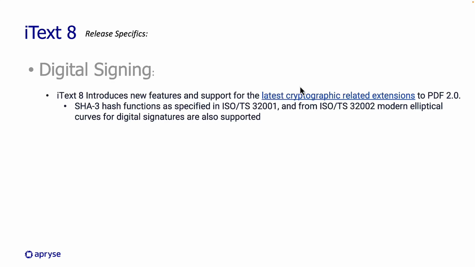So, specifically for digital signing, PDF 2.0 basically contained extensions to the spec to support and take advantage of the latest in cryptography. So, iText 8 introduces some of these new features, specifically for SHA-3 functions, as well as digital signatures based upon elliptic curves. That's the most modern encryption technology. So iText 8 now supports this.